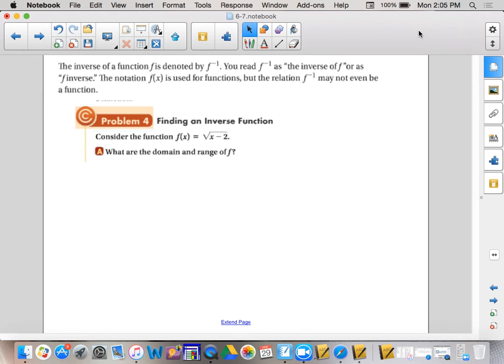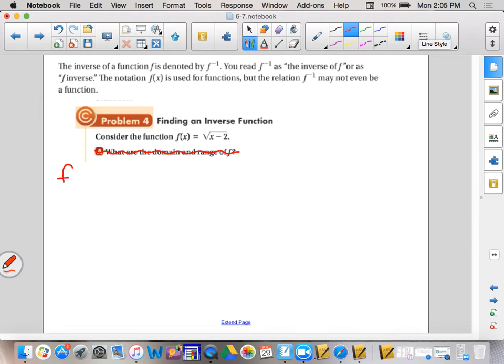Finding the inverse of a function. Okay, so now I have a function. We're not going to worry about those directions. All I want you to do is find the inverse of this function right here. f of x equals the square root of x minus 2.